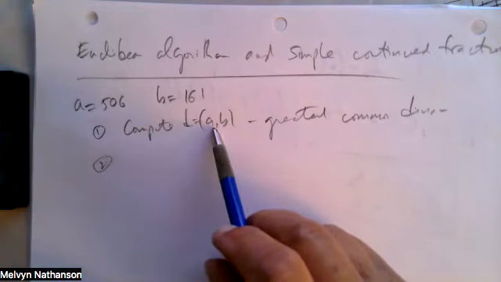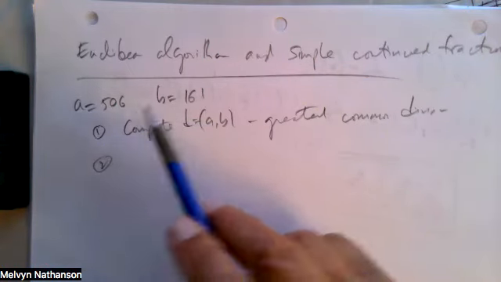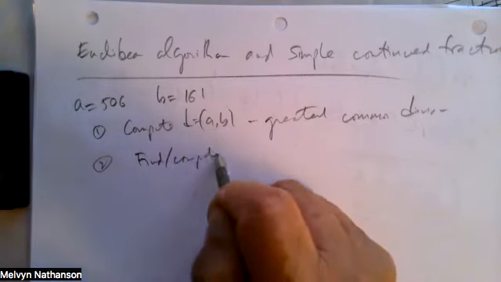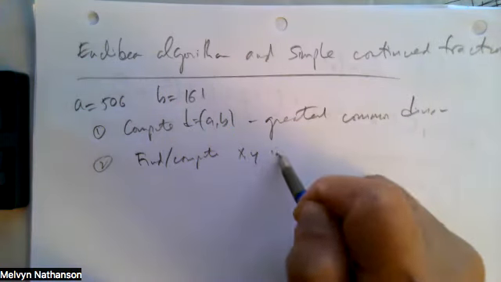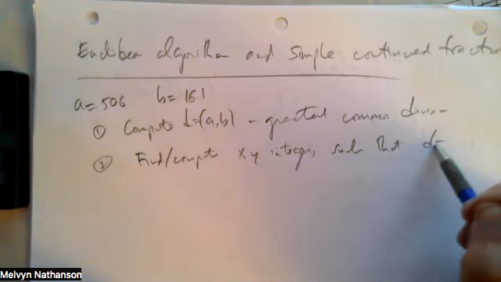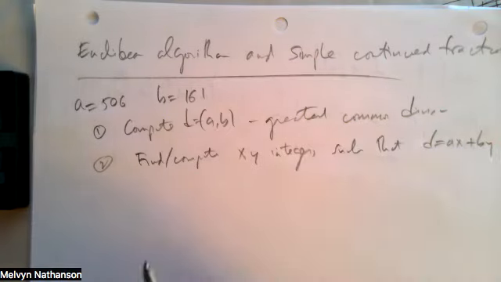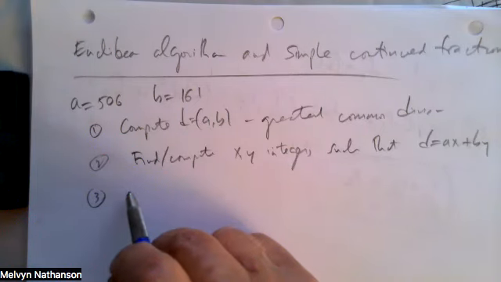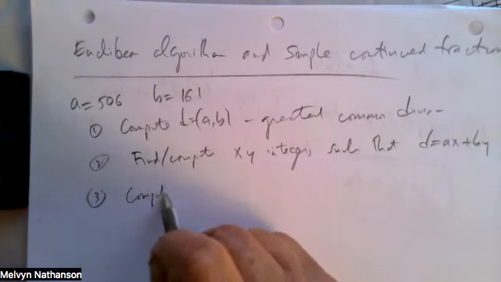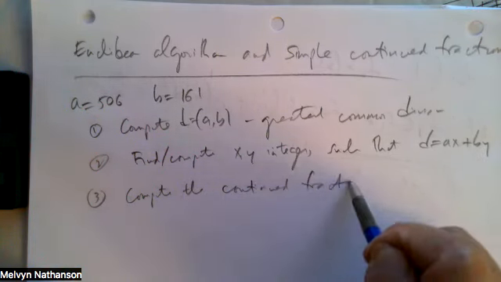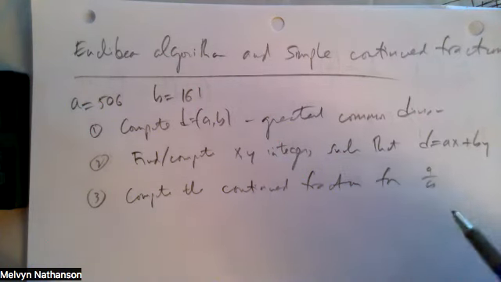Let's call that D. Second, we prove that the greatest common divisor is always an integral linear combination of A and B. So we want to find integers x and y such that D is written in the form ax plus by. And then the third is to compute the continued fraction for A over B.